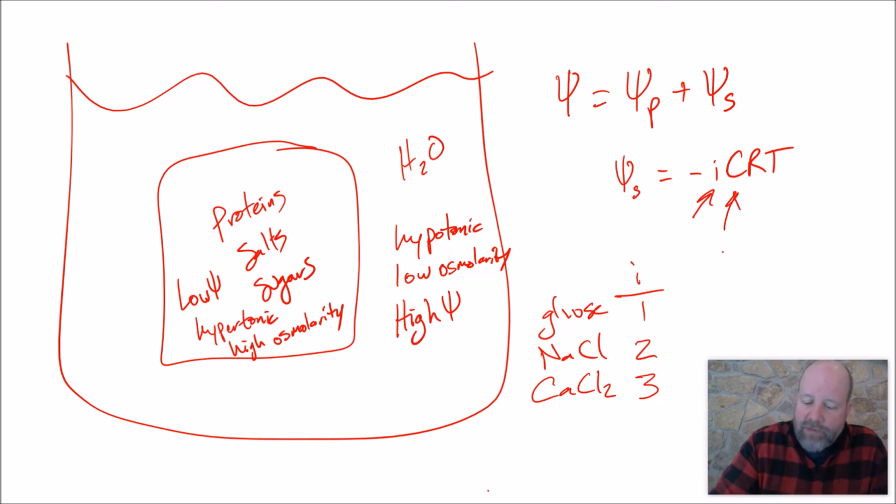C is the solute concentration, that'll be in molarity. R is a constant that you have on your equation sheet, and T is the absolute temperature, so it's the temperature in kelvins. So this is always going to be a negative number because of that negative at the beginning. And so any calculations that you have to do are pretty straightforward.